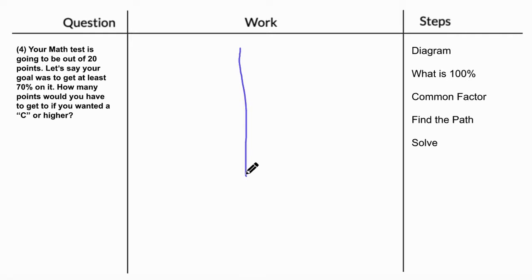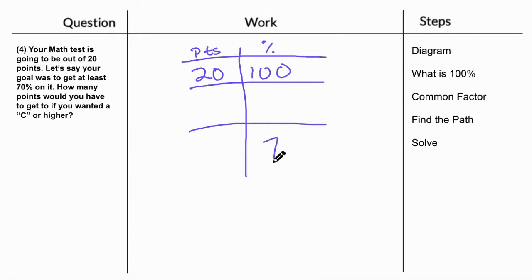So I'm going to go ahead and create a table here, a diagram, to help us out with this one. We're saying that the test is out of 20 points, so if we got 20 out of 20, that would be 100% on our test. We're trying to get at least a 70%, so we're trying to figure out what percent we need to get, or how many points we need to get 70%.